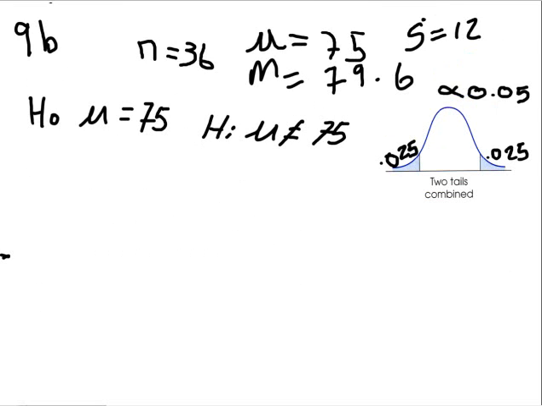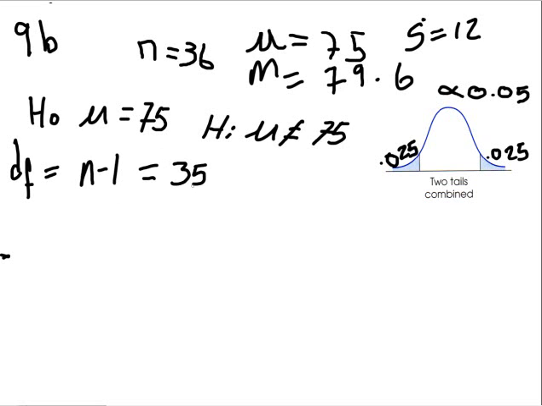Now in 9, part B, essentially it's the same problem, except you'll notice that the sample size is 36, and so we have the same two-tailed test. The alpha is still 0.05. First thing we need to do is to look at the degrees of freedom. df equals n minus 1, so that equals 35. So the degrees of freedom are 35.